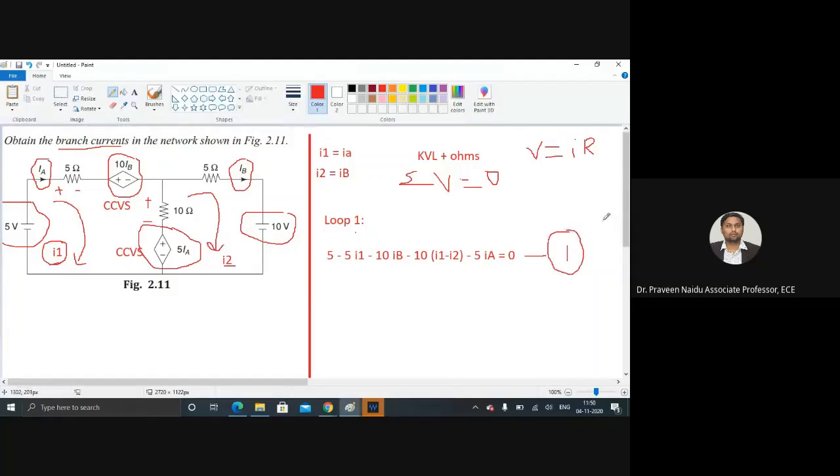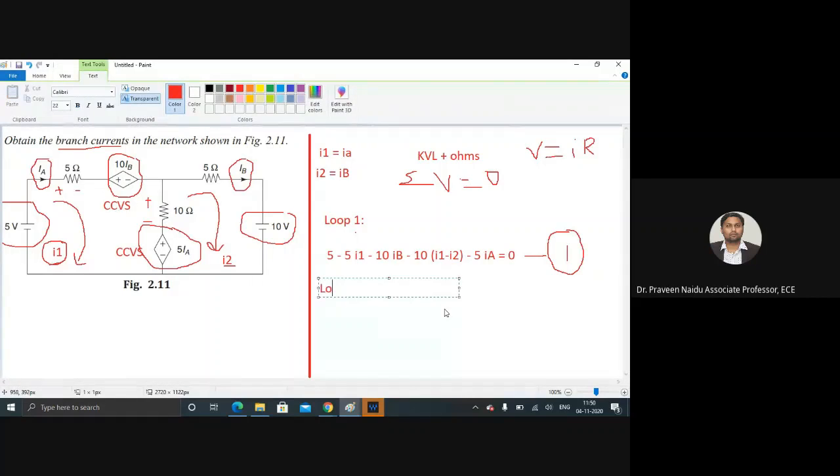That is loop equation number 1, mesh equation number 1. So any difficulty while writing the first loop equation? 5 minus 5 into I1 minus 10 into IB minus 10 into (I1 minus I2) minus 5 into IA is equal to 0. Yes, any difficulty? No, sir. Very good. Okay. Next, loop number 2.